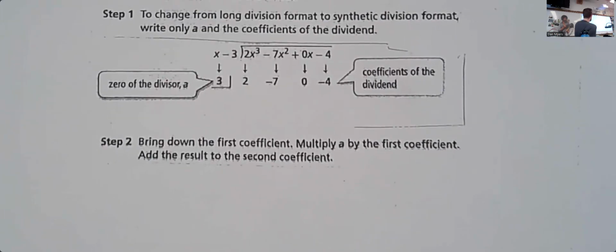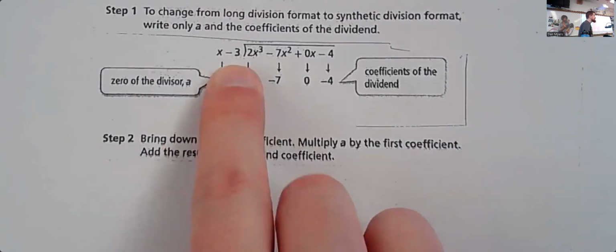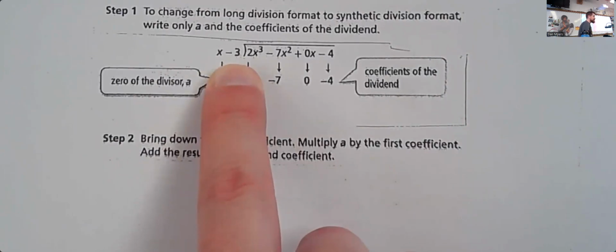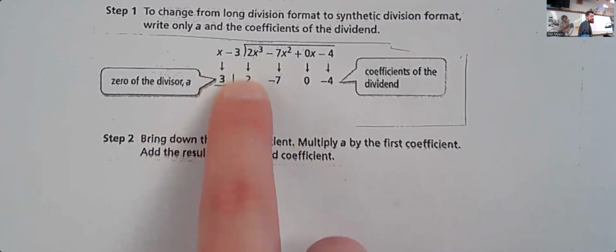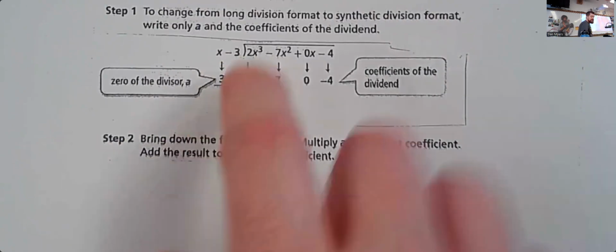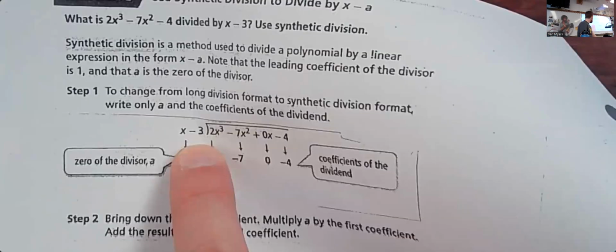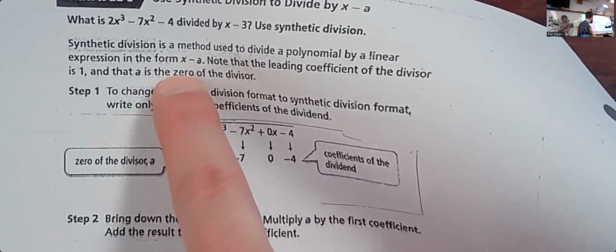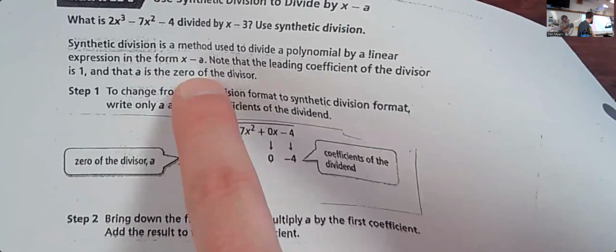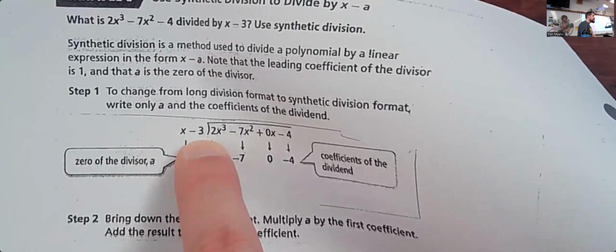To change from long division format to synthetic division format, write only a and the coefficients of the dividend. The value of a here is not -3. The value of a is 3, because if you look here, it's x minus a, and this is x minus 3. The subtraction is the same from here to here, which means that a is 3.